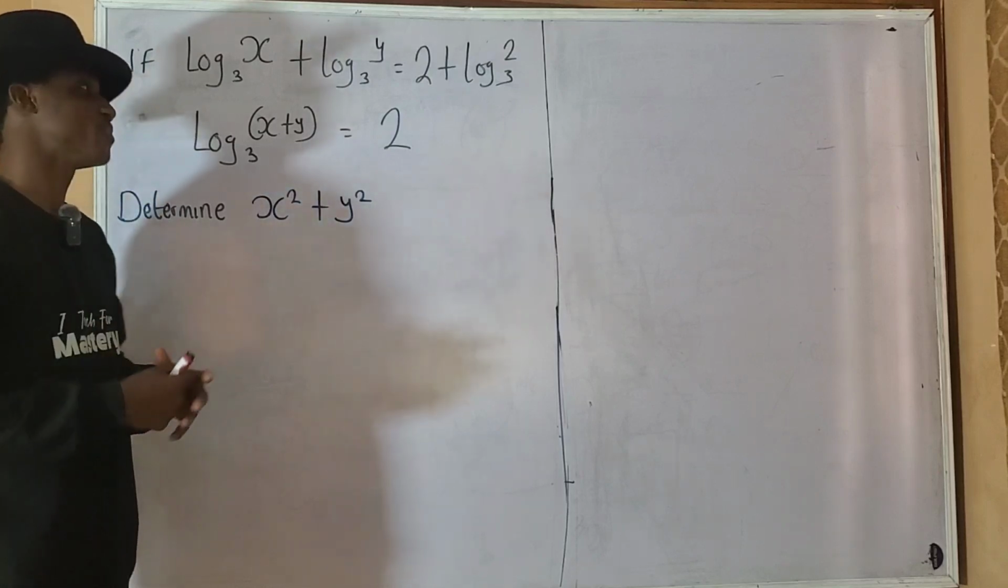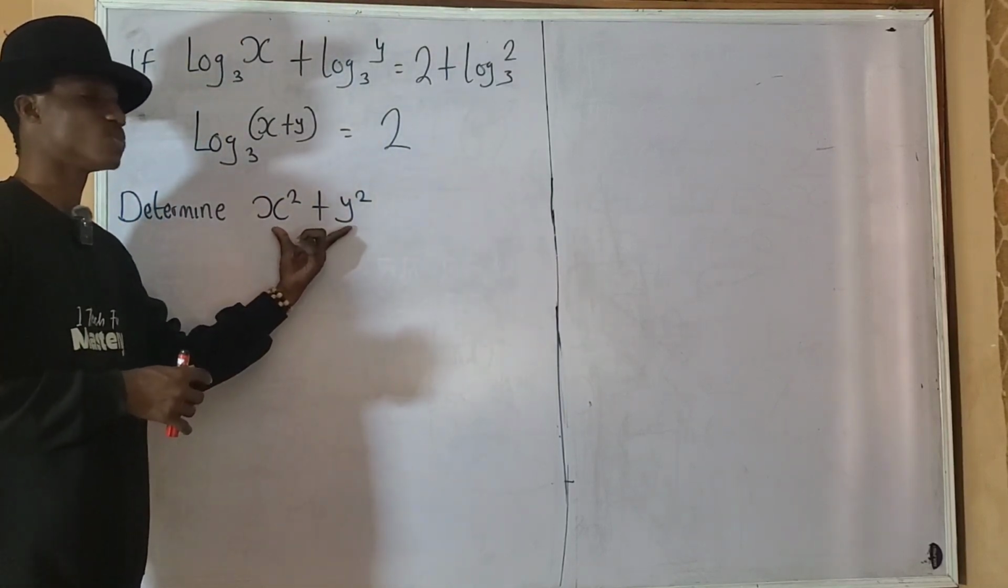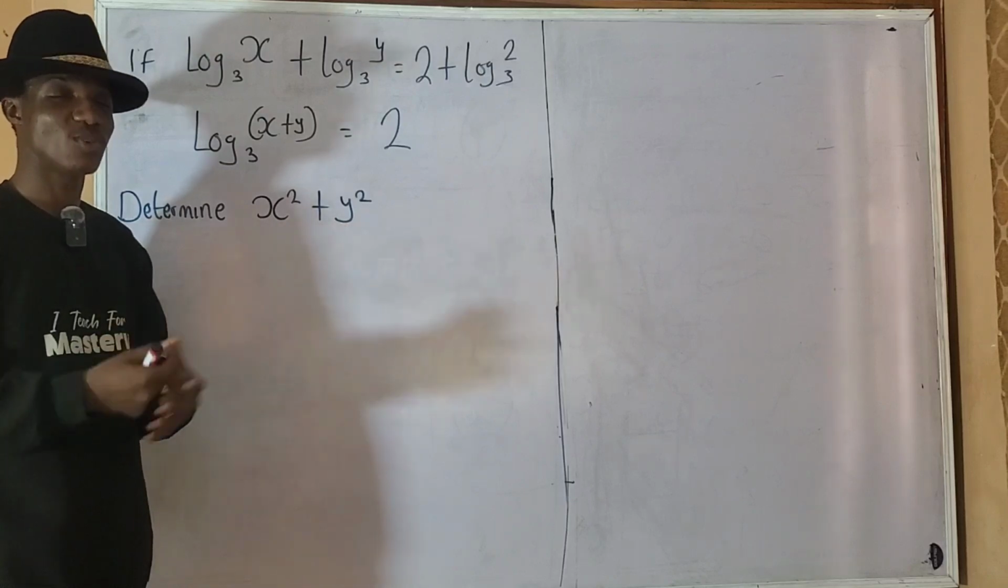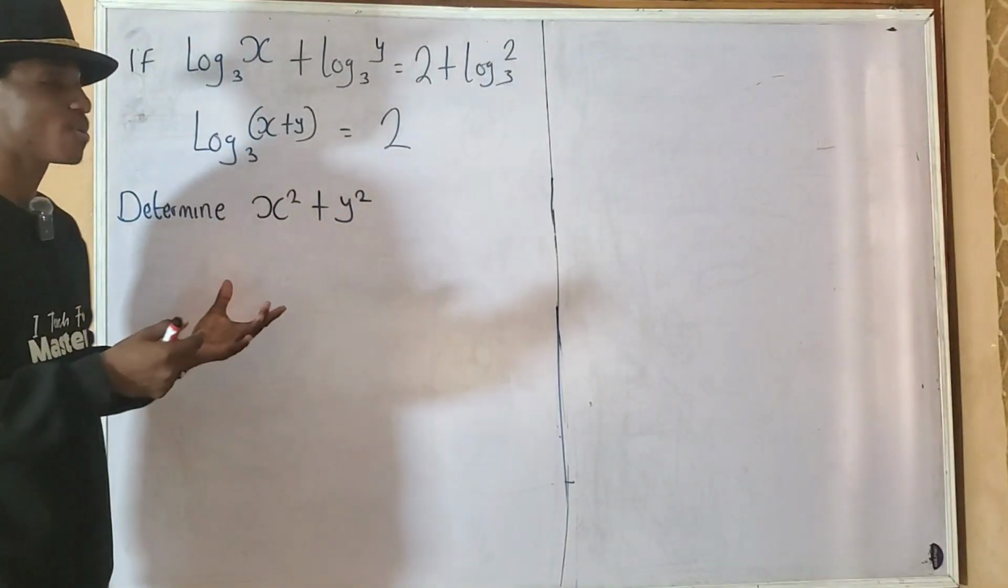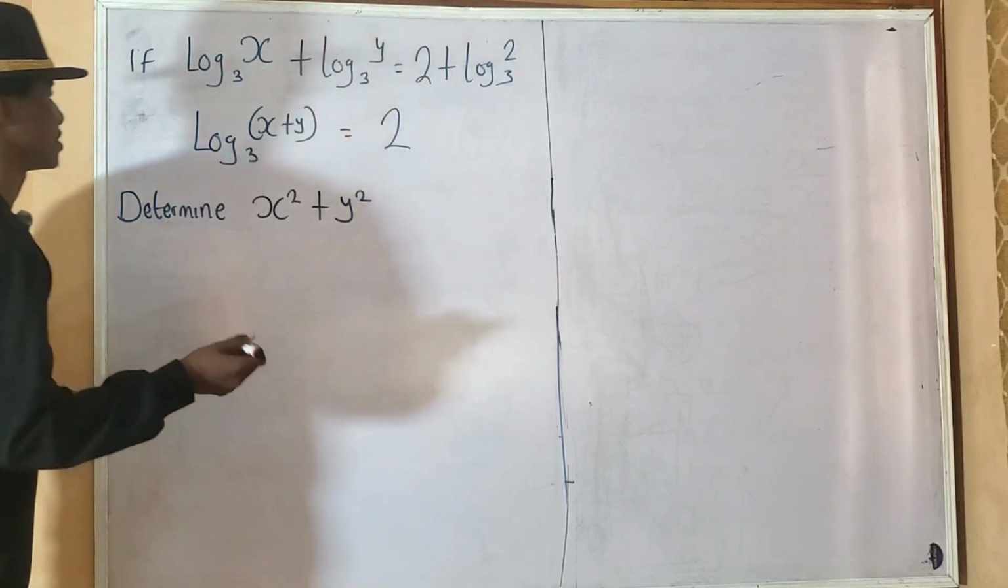There are two ways to handle this question. First is to solve for the values of x and y, and then plug the values into this. You understand? Then you're going to obtain your answer. And the second method is what I'm going to show you. Do you understand? Okay, so pay attention.